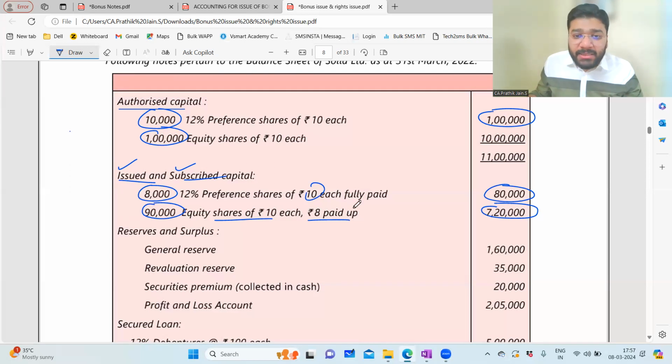So can I say this is a question of partly paid equity shares? All people, can I say this is a question of partly paid equity shares? Tell me yes or no. Yes, sir. The question will not explicitly always tell you this is a partly paid question. You should read the question, understand the question, and accordingly do the solution.